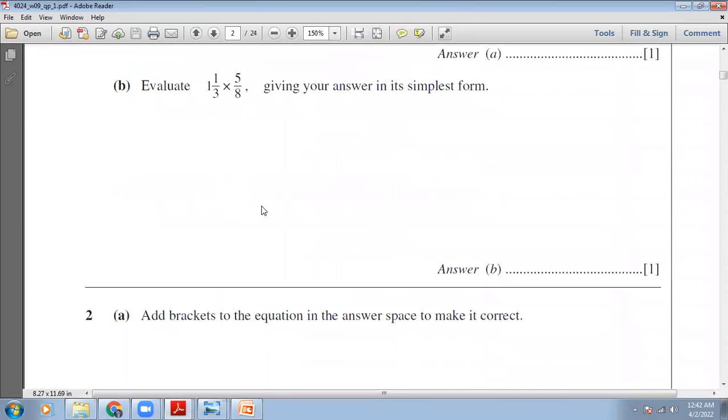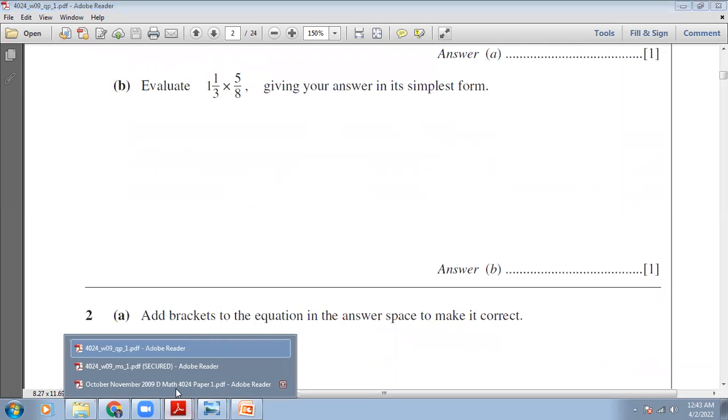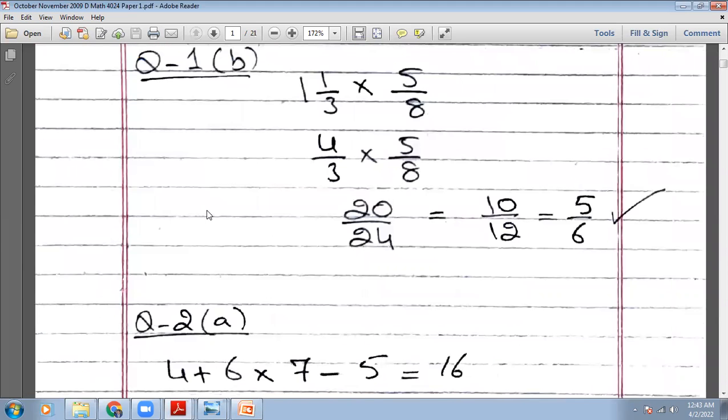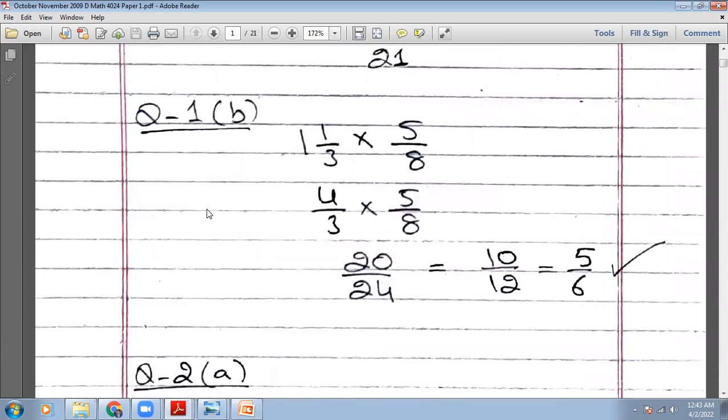Okay. The second part is, here are two fractions and you have to multiply them. 1 whole 1 by 3 multiplied by 5 by 8. So 3 ones are 3, 3 plus 1, 4. This will be 4 by 3 multiplied by 5 by 8. The numerator will multiply with the numerator and the denominator will multiply with the denominator. So you will have 20 by 24.